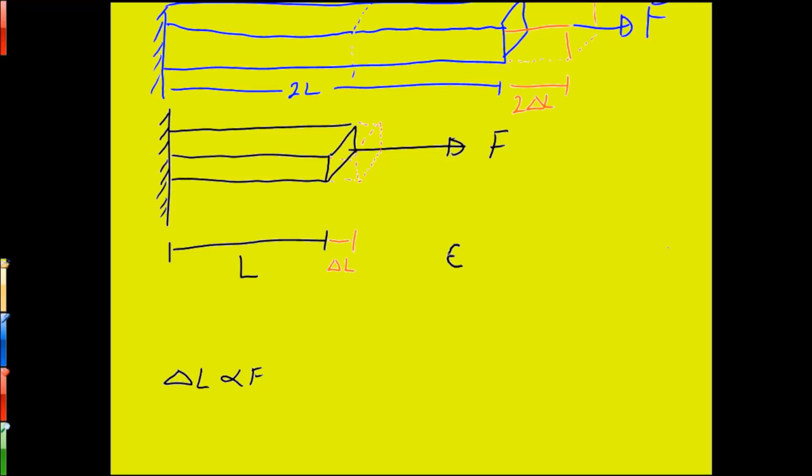This suggests that we can define something that we'll call the strain. We represent it by the small Greek letter epsilon, and we define strain as the change in length of the rod over the original length of the rod. And for a rod of a given cross-section, that strain is proportional to the force that we apply to it.